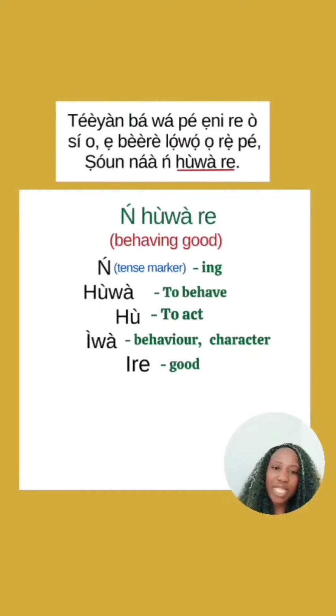But when it is put together with huwa, it becomes a verb. Iwa on its own is a noun. But when you add it together with huwa, it takes it away from a noun and it becomes a verb. Huwa, behaving. Okay? To behave, to have a character. Huwa, to behave, your behavior, you're behaving in a certain way. So it can be present continuous.